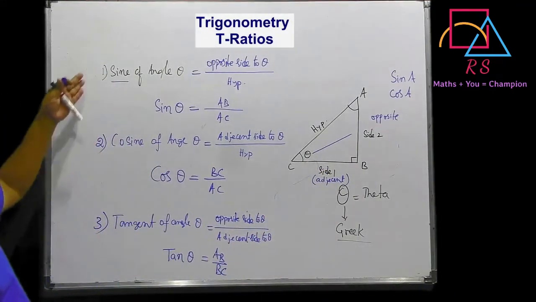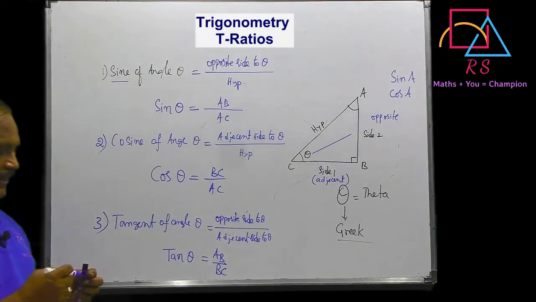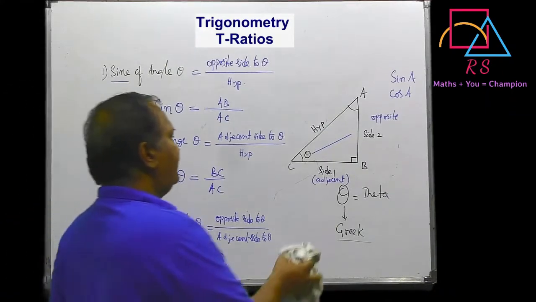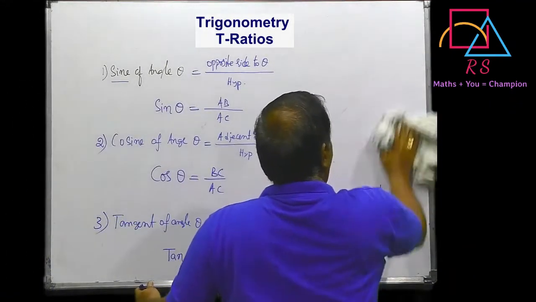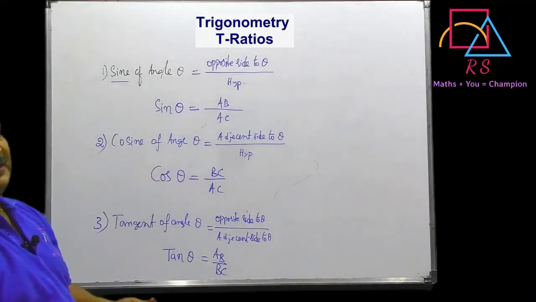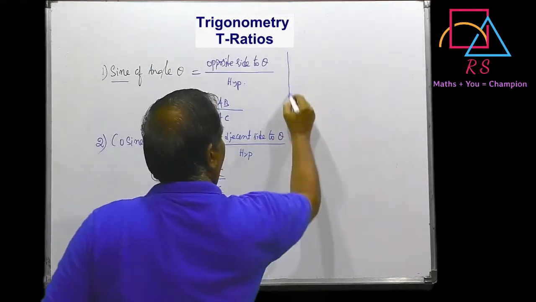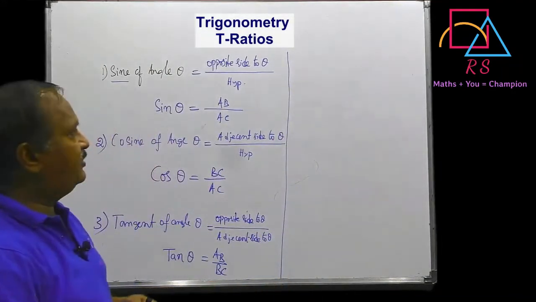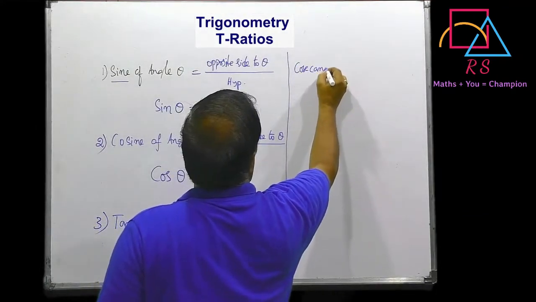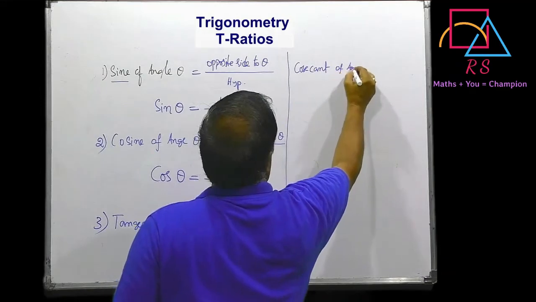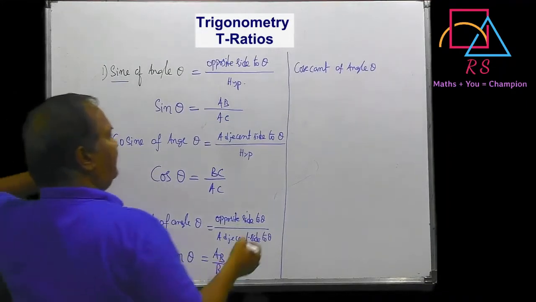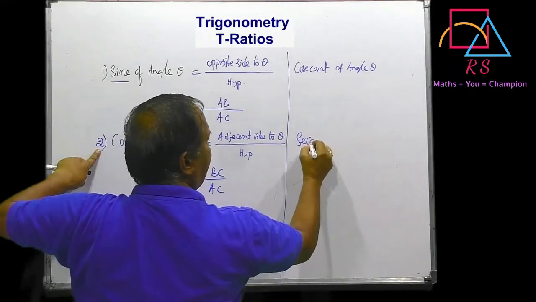So, now there are three trigonometric ratios. Using these three ratios, we can have three more ratios, right? Very simple, reciprocals. The reciprocals I will write in front of them only. The reciprocal of sine is cosecant of angle. The reciprocal of the second one, cosine, is nothing but secant of angle.